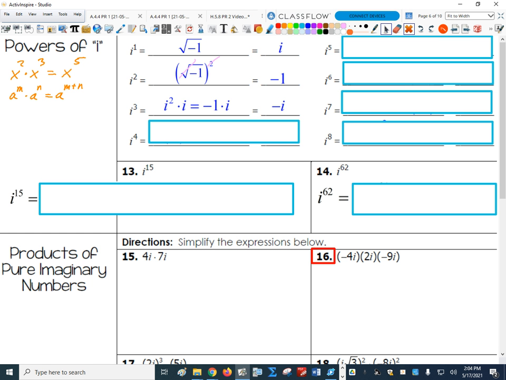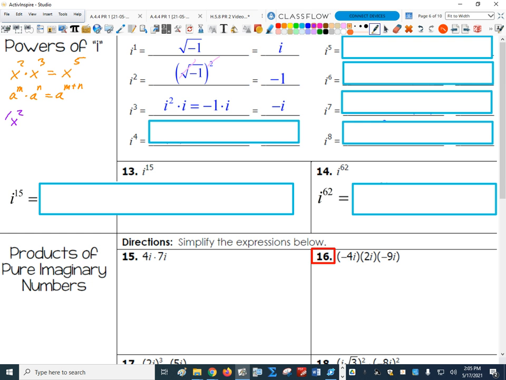Okay, you could do i cubed times i to the 1. That would work. What's another possibility? Okay, we could also do i squared times i squared, which would just give you -1 times -1. That might be a little bit easier, right? So I don't have any i's involved. So what's that answer equal to? 1? Okay. Both of those are fine.